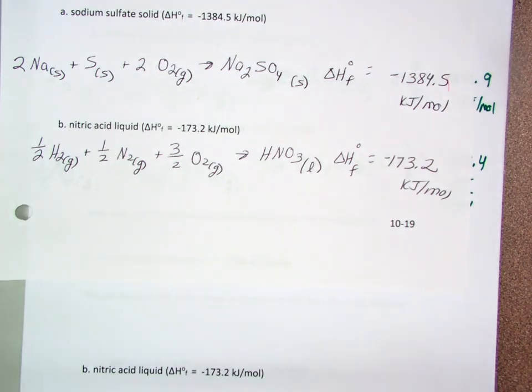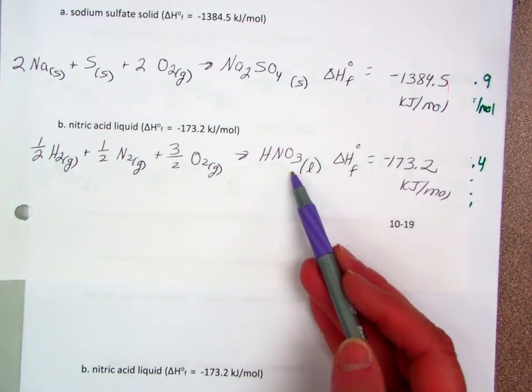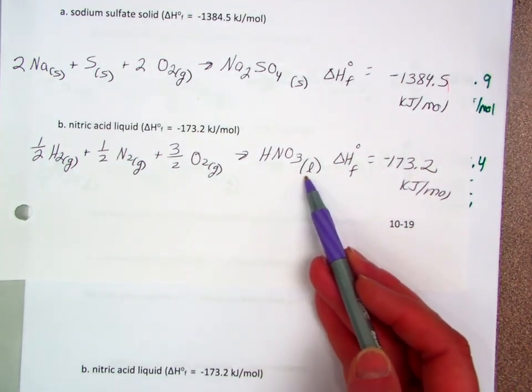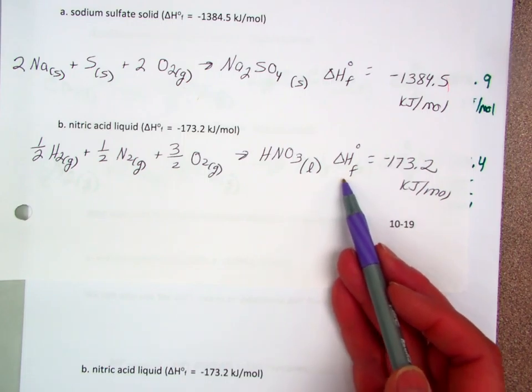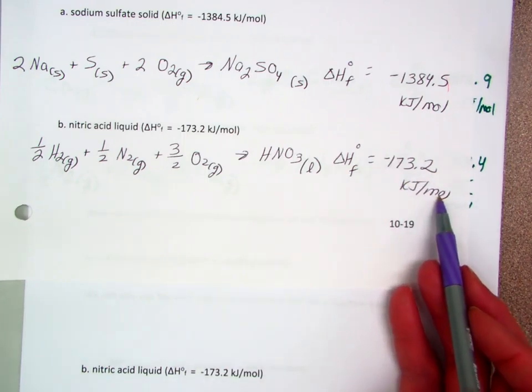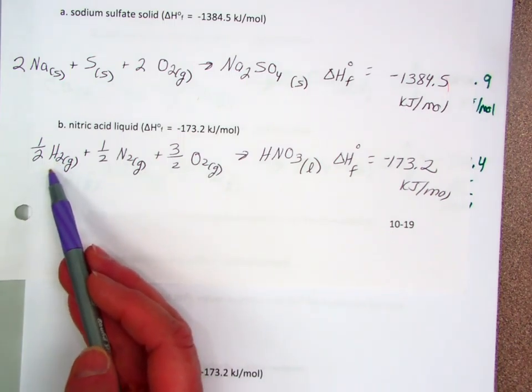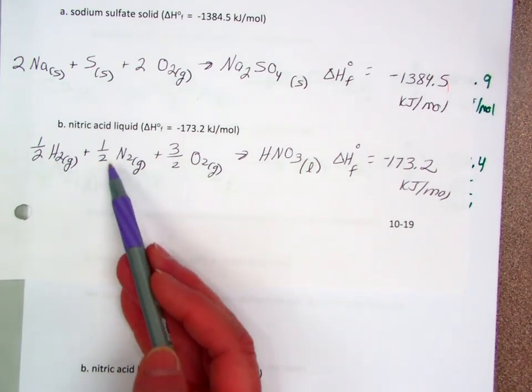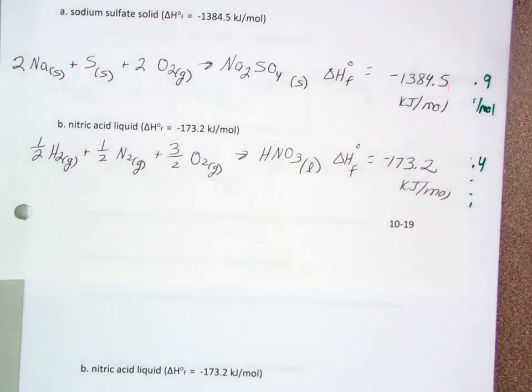Nitric acid liquid, nitric acid is HNO3 liquid. We know the delta H0 sub F is negative 173.2 kilojoules per mole. So we need a half a mole of hydrogen diatomic gas, half a mole of nitrogen diatomic gas, and 1.5 or 3/2 moles of oxygen gas.